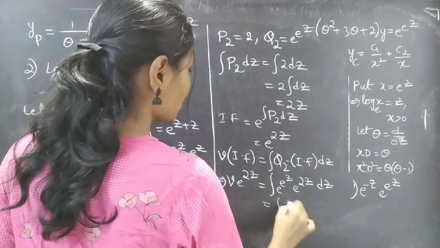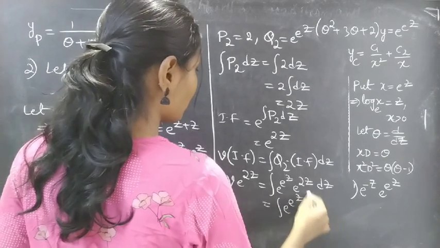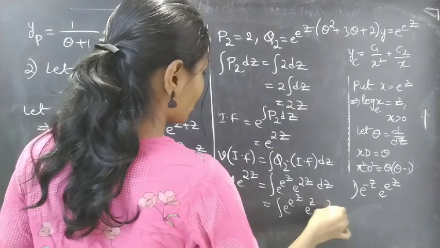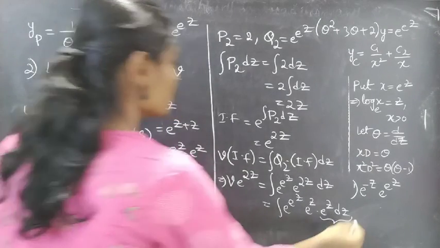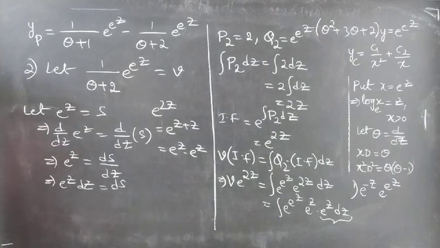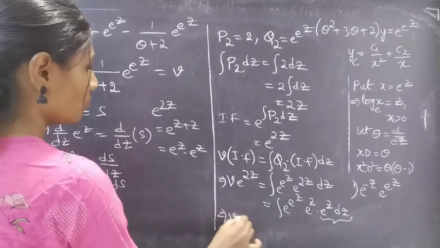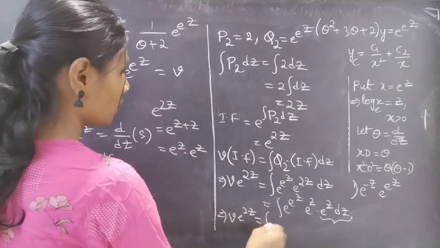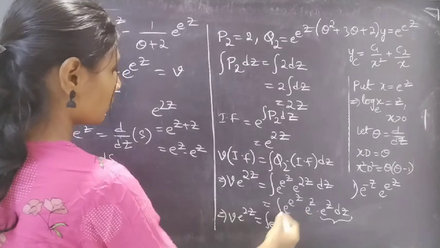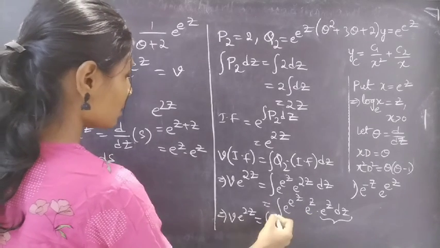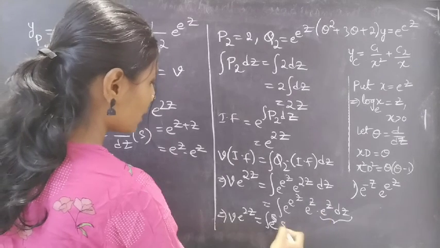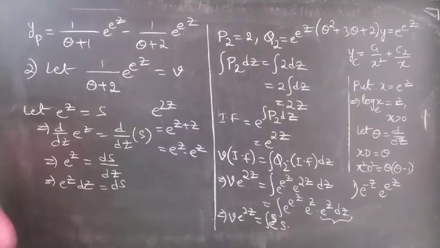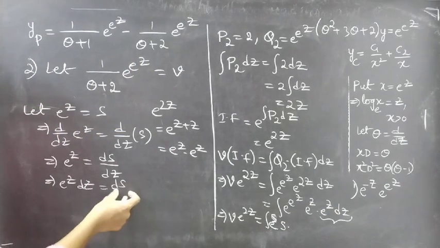Okay, we'll split e power 2z as e power z into e power z. Now it will be easy to replace e power z by s and e power z dz by ds. We'll get v into e power 2z equals the integral of e power s, replacing e power z by s, and e power z dz can be replaced by ds.